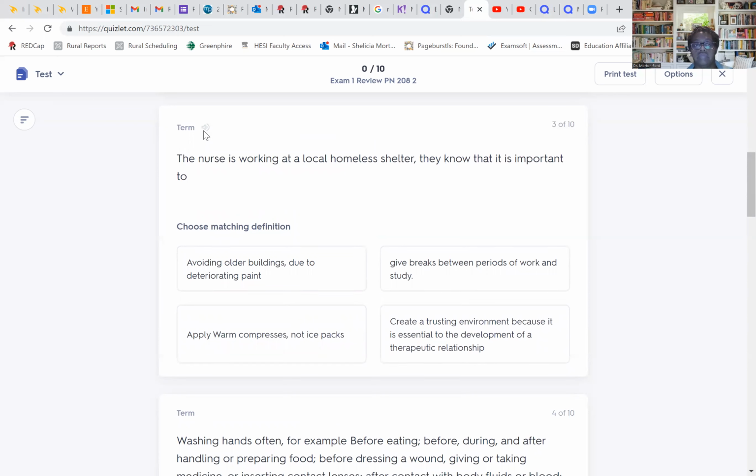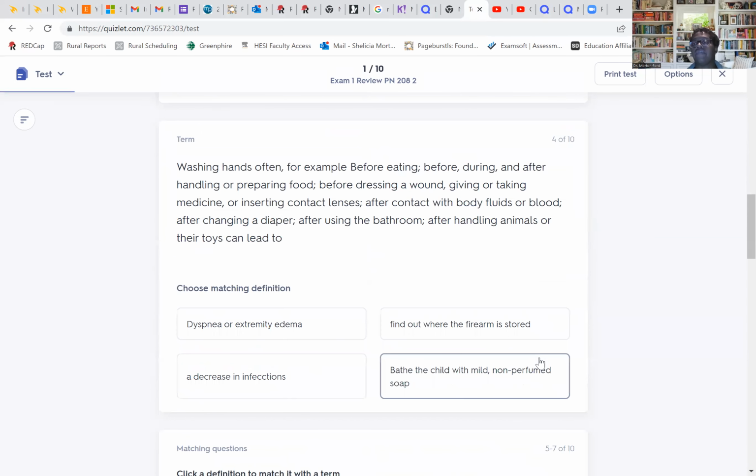The nurse is working at a local homeless shelter. They know that it is important to create a trusting environment because it's essential to the development of therapeutic relationships. The conversation is not going to go anywhere, because if the individual doesn't trust you, how forthcoming would you think the information is going to be? They're not going to give you much information. So you want to establish that trust.